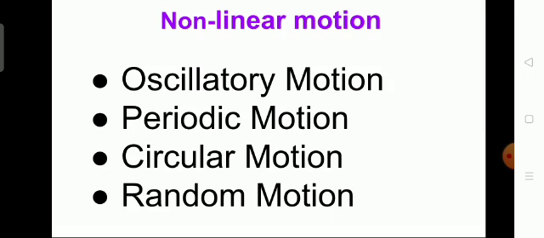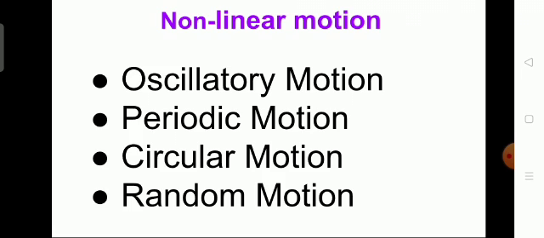In the previous video, we have learned linear motion. The motion of an object in a straight line is called linear motion. Now, in this video, we are going to learn about non-linear motion. The motion of an object that does not move in a straight line is called non-linear motion. Oscillatory motion, periodic motion, circular motion, and random motion are the types of non-linear motion.